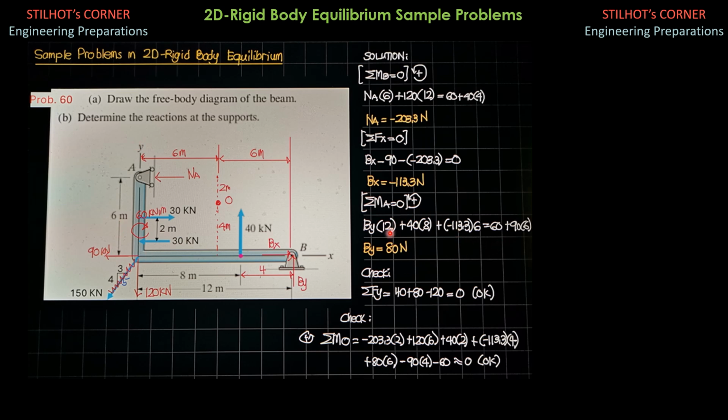So again, counterclockwise moments on the left side equals clockwise moments on the right side. Solving for BY, it is equal to 80 newtons. So for checking, summation of forces in Y should be 0. So summation of forces in Y equals 40 upward plus BY, which is 80, then minus 120. Then that checks, it is 0.